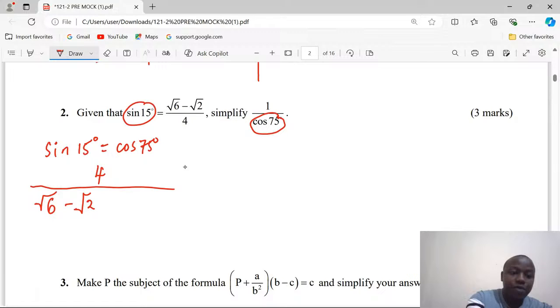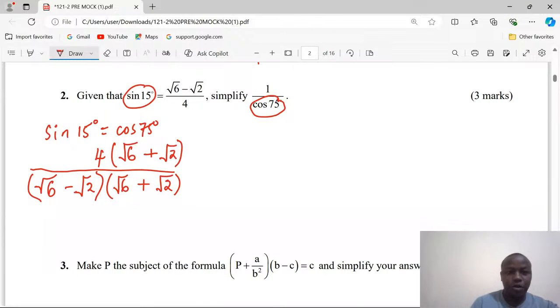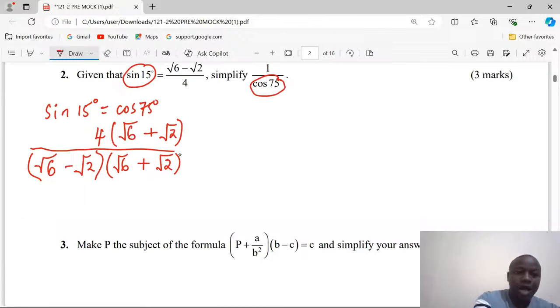To solve a surd, we must multiply both the denominator and numerator by the conjugate of the denominator, because we are rationalizing the denominator. So this will be multiplied by root 6 plus root 2. Then we do the same at the numerator. So on the numerator, I should have 4 root 6 plus 4 root 2, after opening the brackets.